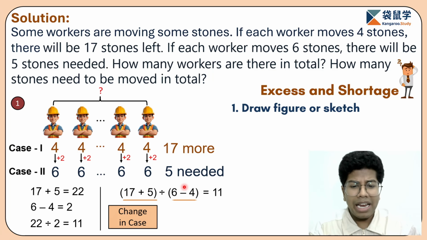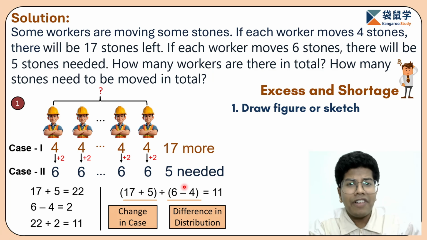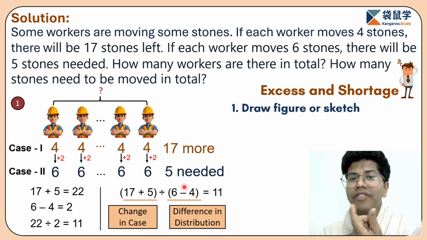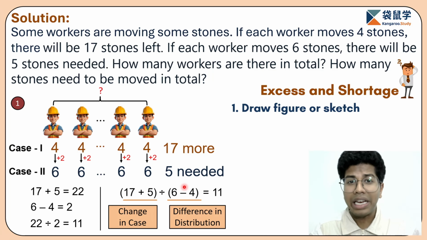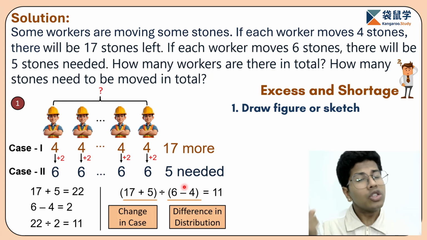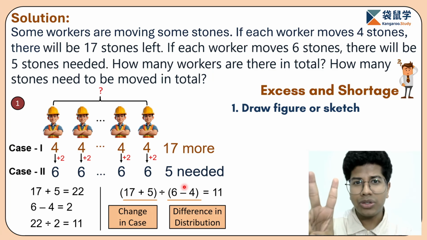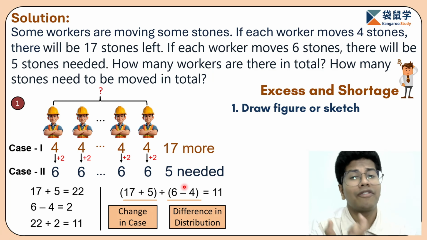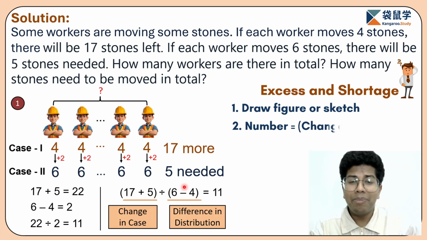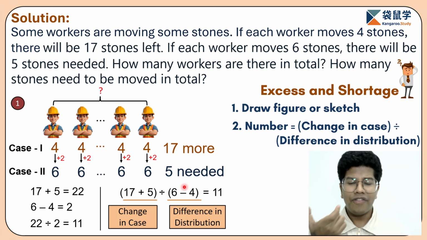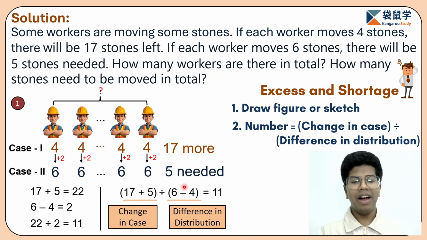So 6 minus 4 is simply the difference in distribution, and when you divide these two numbers you can easily get the number. So the second part to remember from this question is the actual formula for how you can get it. It's simply number is equal to the first part, change in cases, divided by difference in distribution.